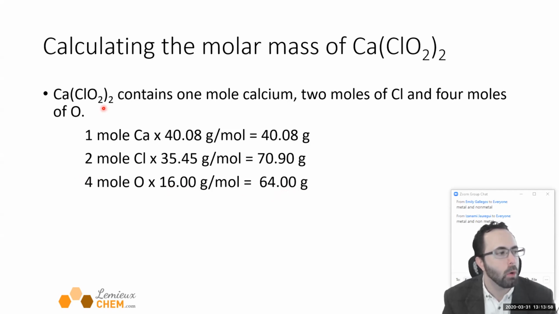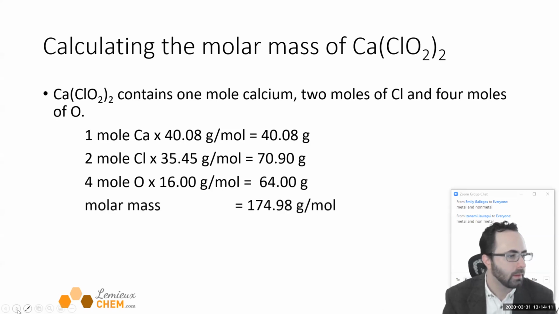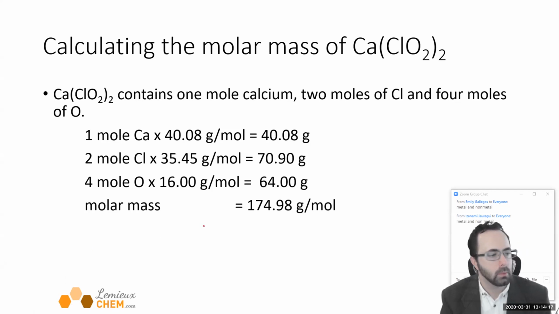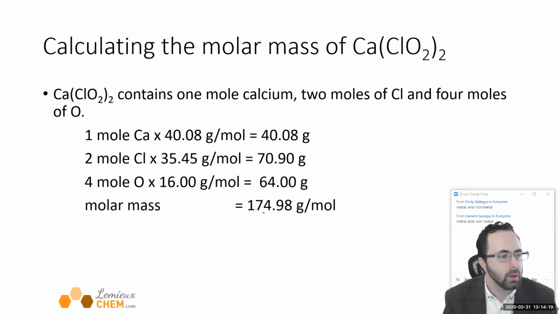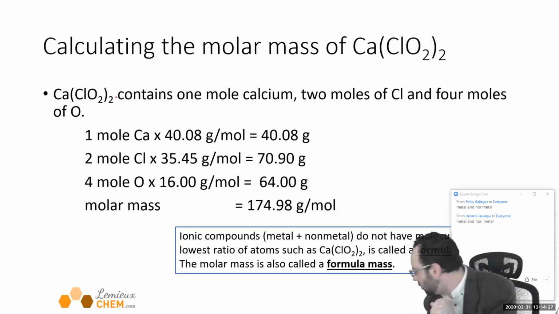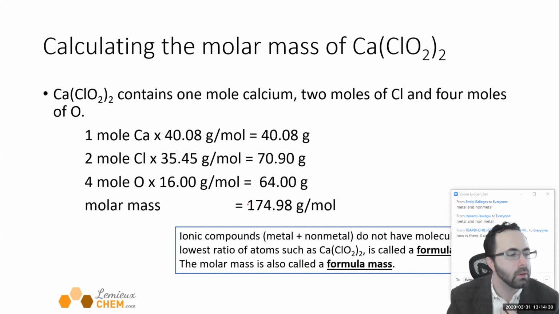Then to get the mass of a mole of calcium chloride, which contains all of these atoms, I add all these masses together. And I get a molar mass of 174.98 grams per mole. So that's if I add all these up. So what does this mean? This means that if we have 1 mole of calcium chloride, that is the same as saying 174.98 grams of calcium chloride.